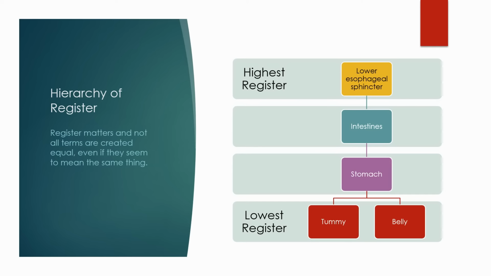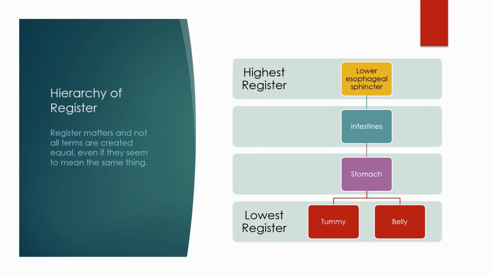So obviously these terms all don't mean the same thing. Your lower esophageal sphincter, if you even know what that is, which I don't blame you if you don't, that is not the same thing as your stomach. Your intestines are not your stomach. And it is likely in some cultures that patients will use intestines instead of stomach to describe stomach pain. So we do have, using the previous terms on the previous slide, a hierarchy of register, right?